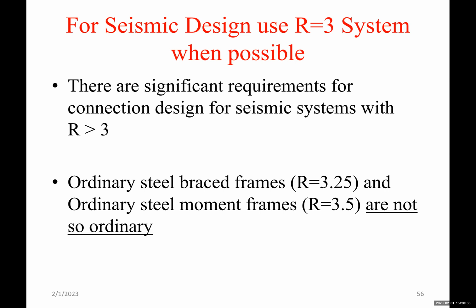Ordinary steel braced frames, meaning R equal 3.25, and ordinary steel moment frames with R equal 3.5 are not so ordinary. They are called ordinary, but the requirements to design them are a lot more than what is required for R equal 3.